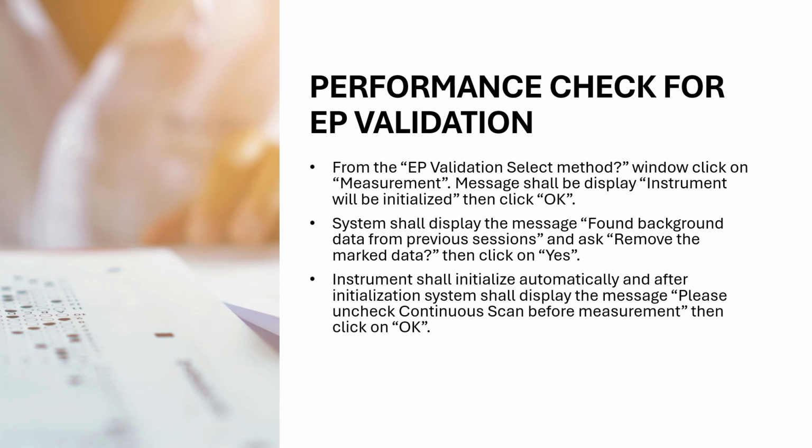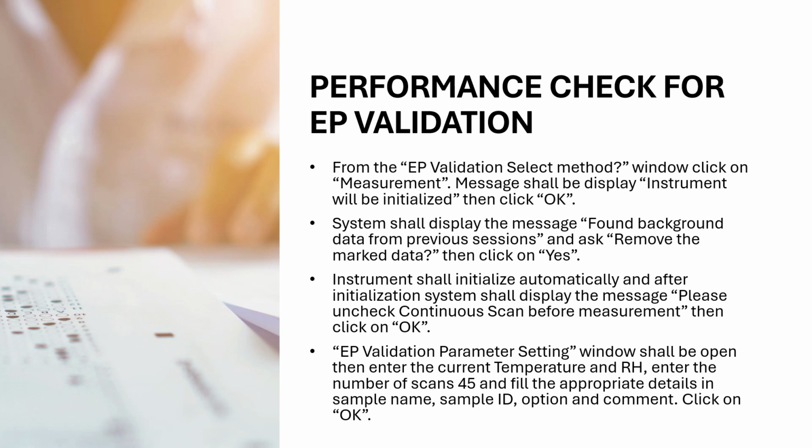And then the instrument shall initialize automatically. So once you click on the yes option, the instrument shall automatically initialize, and after the initialization the system shall display the message, please uncheck continuous scan before measurement. Then click on OK, and after that the EP validation parameter setting window shall open.